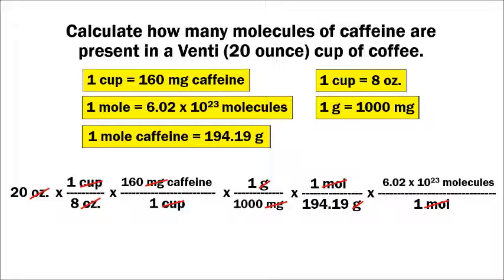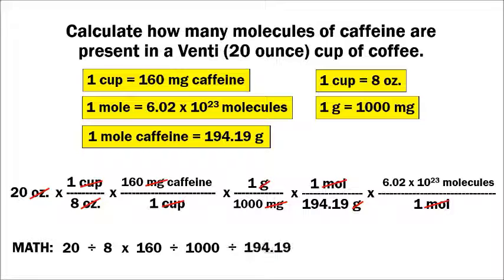So let's take a look at the math involved in this problem, which involved 5 different conversion factors. So let's do the math. 20 divided by 8, because that number is on the bottom, multiply by 160, divide by 1,000, divide by 194.19, and then finally multiply by 6.02 times 10 to the 23rd. If we do all of this math, hopefully we get on our calculator 1 times 10 to the 21st molecules.